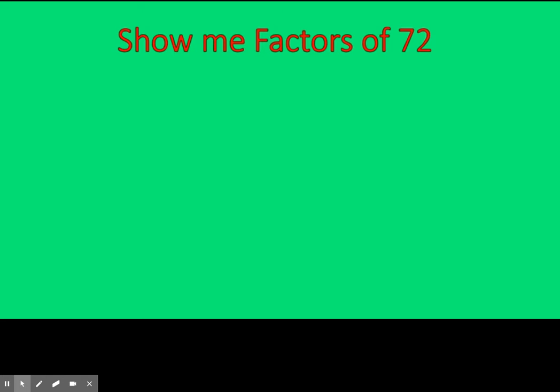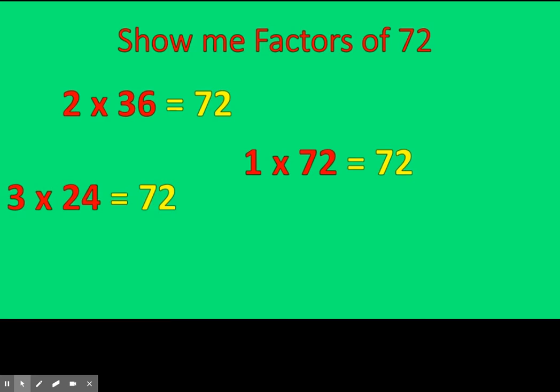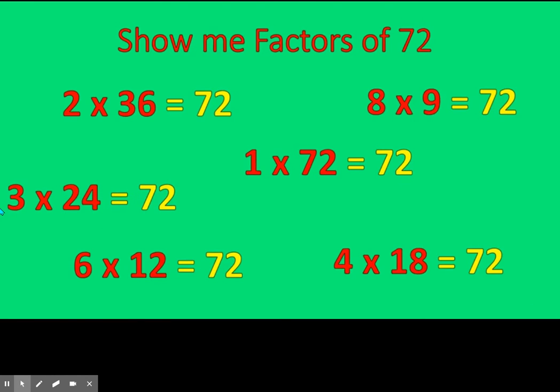So let's talk about some factors. Show me some factors of 72. Can you think of any factors of 72? Numbers that multiply together to give you 72. 2 times 36, 1 times 72, 3 times 24, 4 times 18, 6 times 12, 8 times 9. The numbers in red are all factors of 72. Okay, 72 has a lot of different factors. So those are just some of the factors of 72.